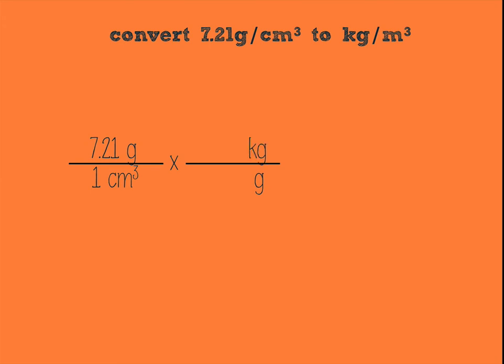Now I have to think about which one is larger, so it helps to have your mnemonic handy. King Henry died unexpectedly drinking chocolate milk. And I see that kilogram is the larger unit, so it's going to get a value of 1. The relationship between them is that there are 1,000 grams in a kilogram. Now grams will cancel, and we're ready to convert the cubic centimeters.